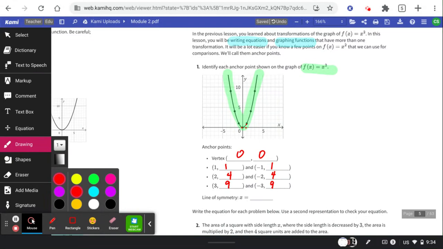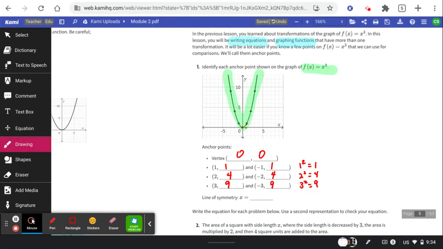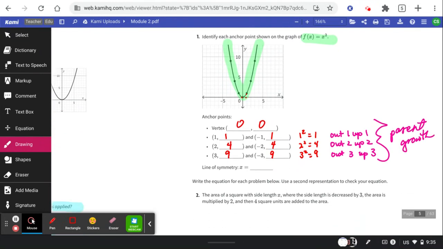Why are those the anchor points? Because 1 squared gives me an output of 1, because 2 squared gives me an output of 4, and 3 squared gives me an output of 9. When I'm graphing and I'm doing the same stretch, the same growth, I go out 1, up 1, out 2, up 2 to both sides, out 3, up 3. This is my normal parent growth. All right, where is my line of symmetry on the normal parent graph? It's going to go straight down through the middle of the vertex, right through our origin. So in this case, it's through x equals 0.